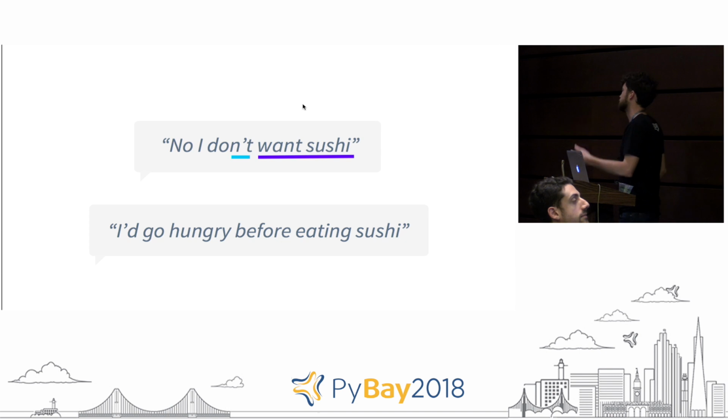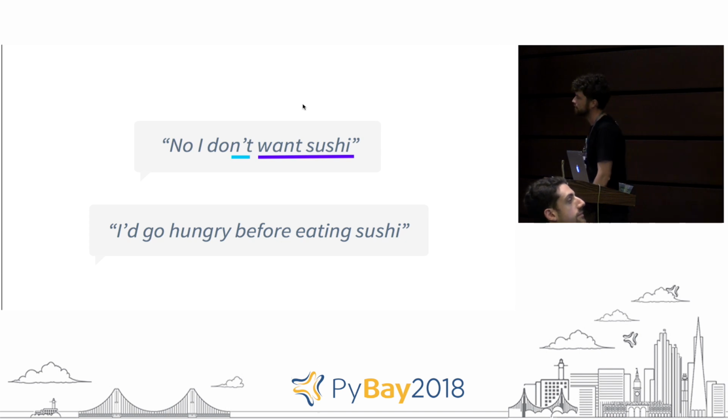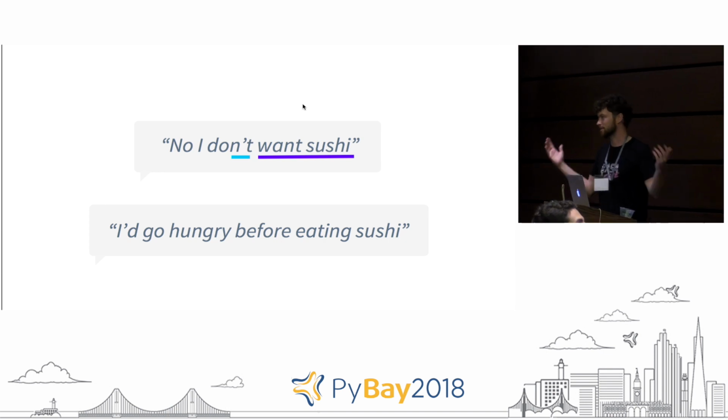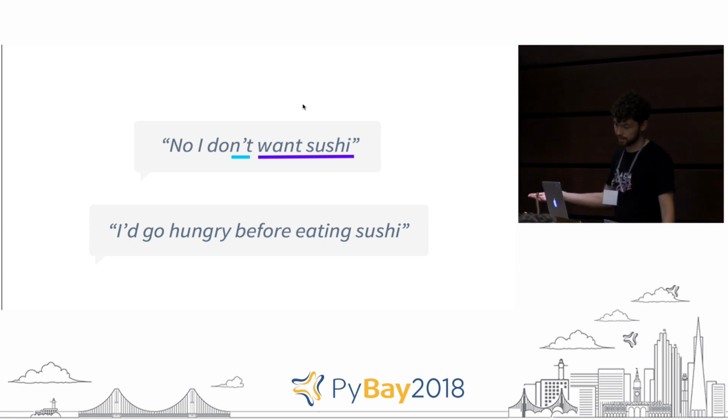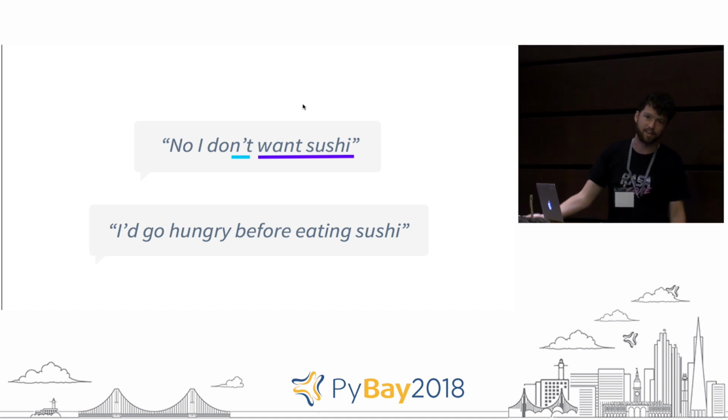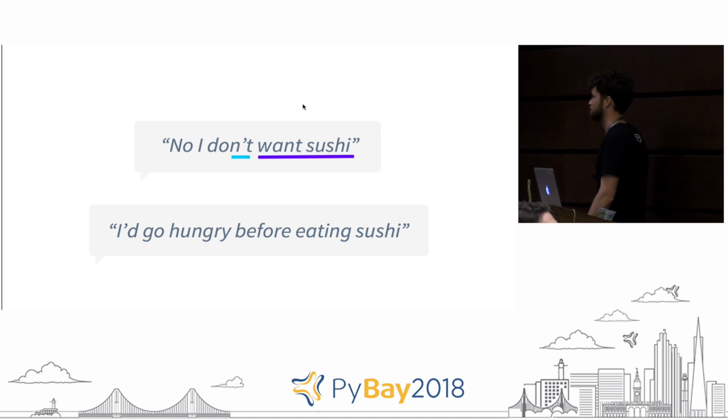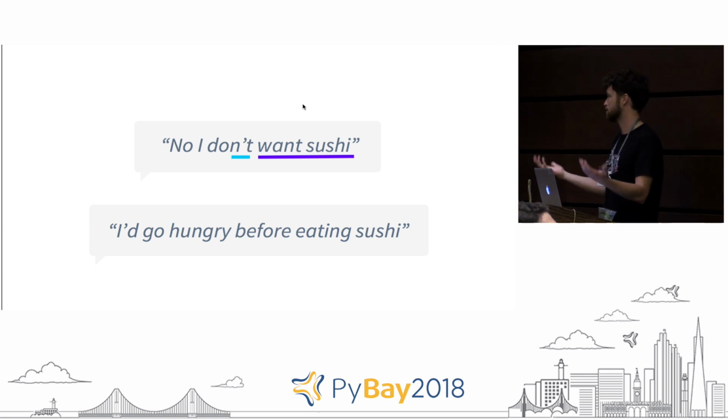Negation is a really simple thing that's hard. If someone says, I don't want sushi, right, you say, well, OK, you look for the word not, and you look for what comes after. That's easy. But then if someone says something indirect, like I'd go hungry before eating sushi, you have no hope of catching that, right? This relies on common sense knowledge of the world. You have no way of capturing that.